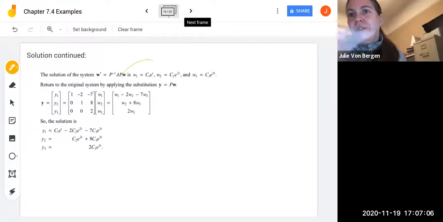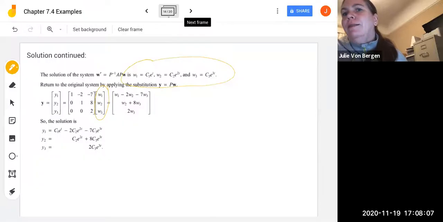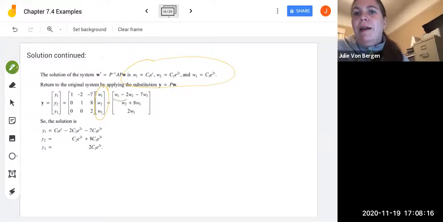So here are the W's we just found on the last slide. C1 e to the t for W1, W2 is C2 e to the 2t, and W3 is C3 e to the 3t. Now we come back to our original system by multiplying by the W1, W2, W3 vector here to get the structure of these equations. It's just a standard set of variables here because we don't want to write out the C e to the kt every time. So when we go through the calculation, it gives us the formats and how the coefficients go with each of the W terms. And then we just replace them with the C e to the kt terms here.